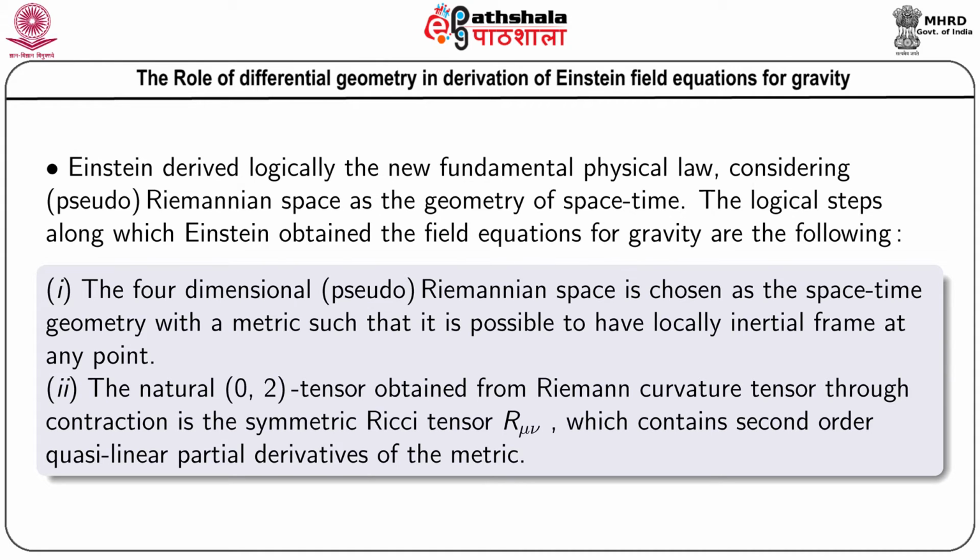And secondly, the Ricci tensor, which is a 0-2 tensor obtained from Riemann curvature tensor through contraction by the reciprocal tensor of the fundamental metric tensor and which is also symmetric. So, this Ricci tensor R mu nu is a very essential part of the field equation, and this R mu nu contains the second order quasi linear partial derivatives of the metric, which we have seen in our module 5. So, these are the two main conditions considered by Einstein to obtain the field equations for gravity.